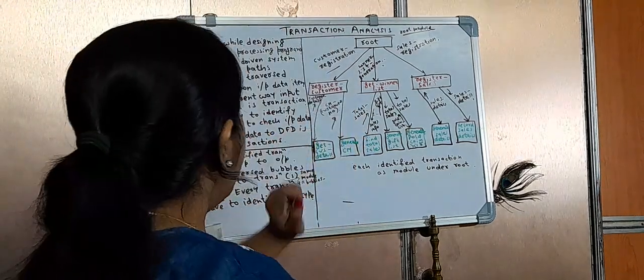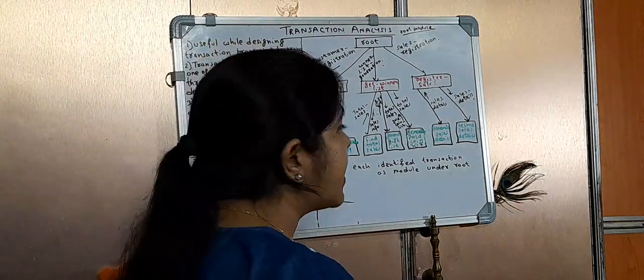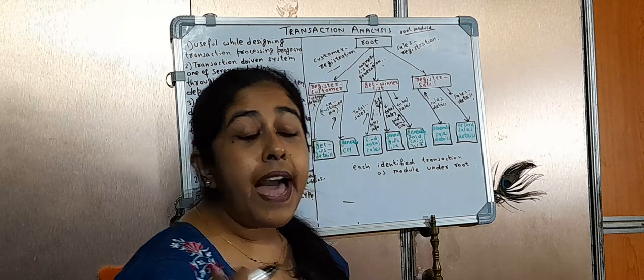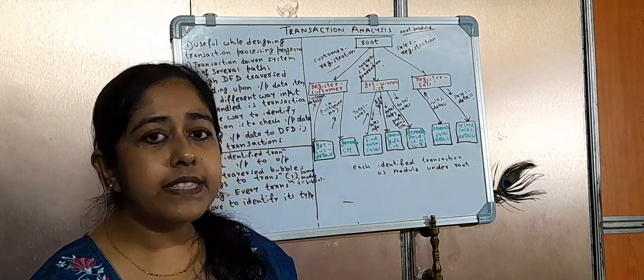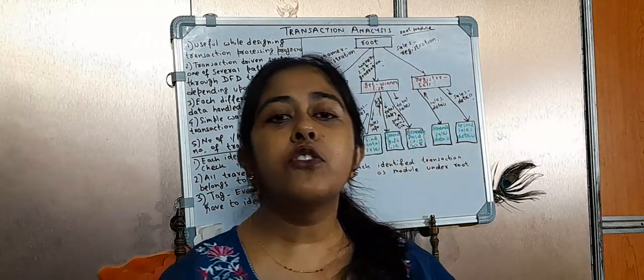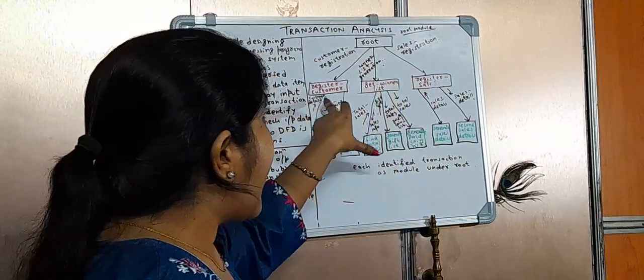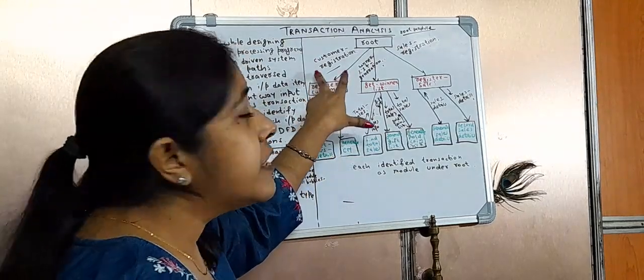Now the fourth thing is this: a simple way to identify the transaction is to check the input data. As I have told you, how are you going to identify what my transactions are? The basic thing is that you have to see the input data, just check the input data. So in this case I can check customer registration, this is my input data.